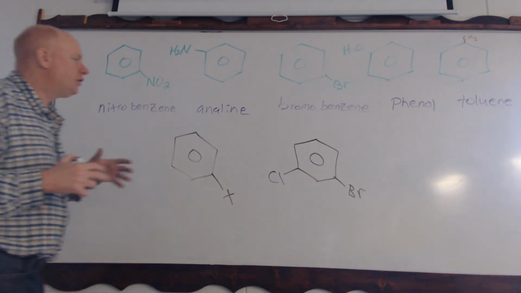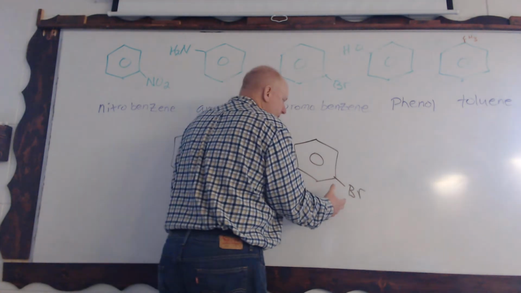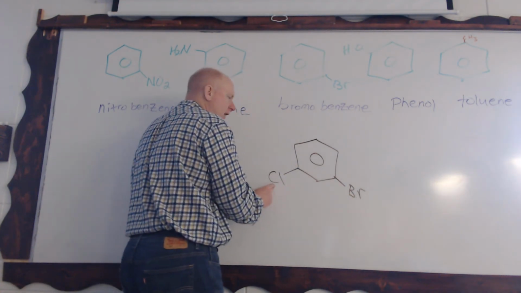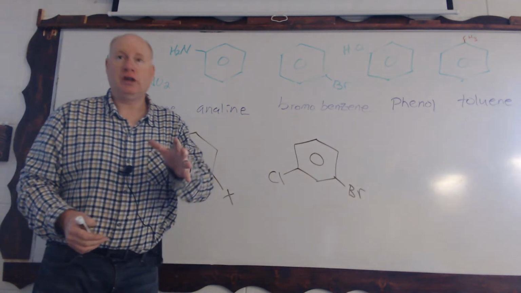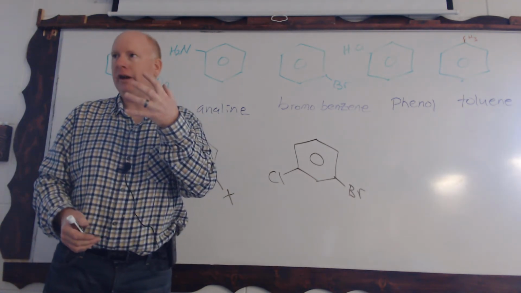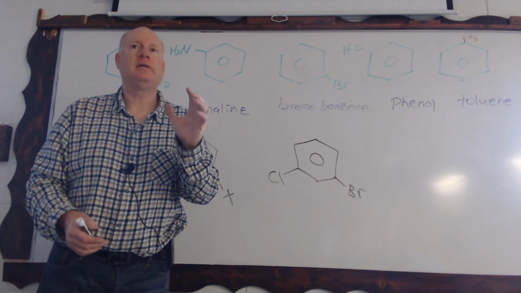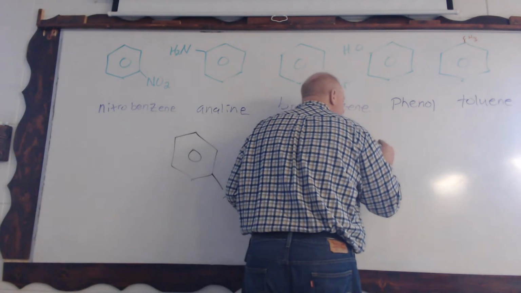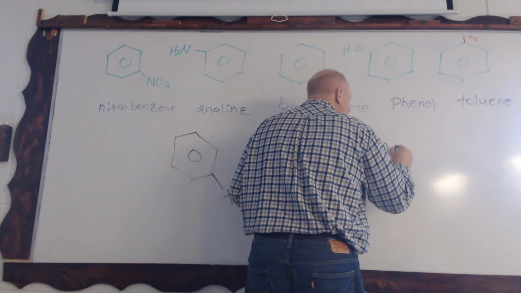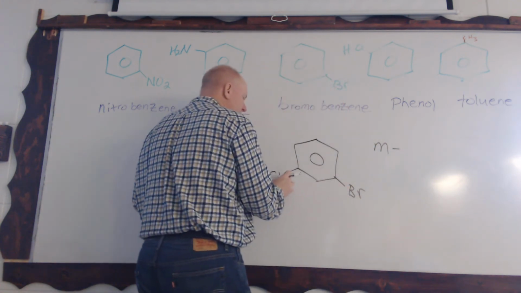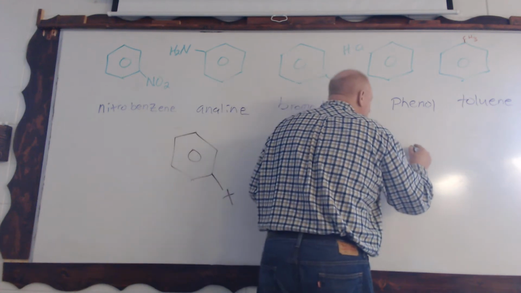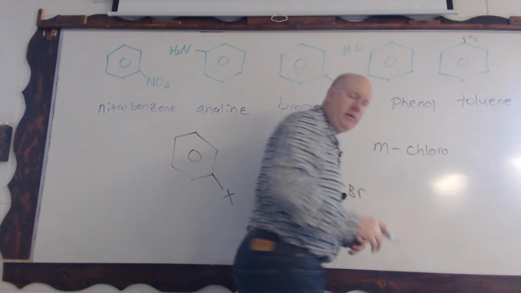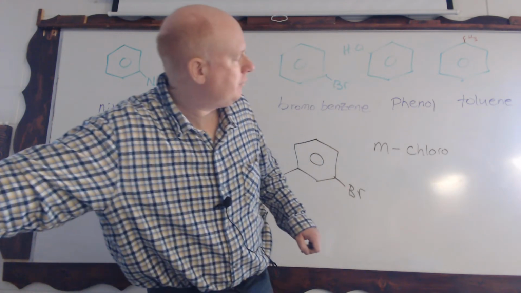All right, so here we're going to start in alphabetical order, and we're going to give this the priority because B starts before C. So since you wanted a letter abbreviation, which is fine, we can say M for meta, and that's where this one is, meta-chloro. Oh, that's not right. Sorry. I'll just start over with that.